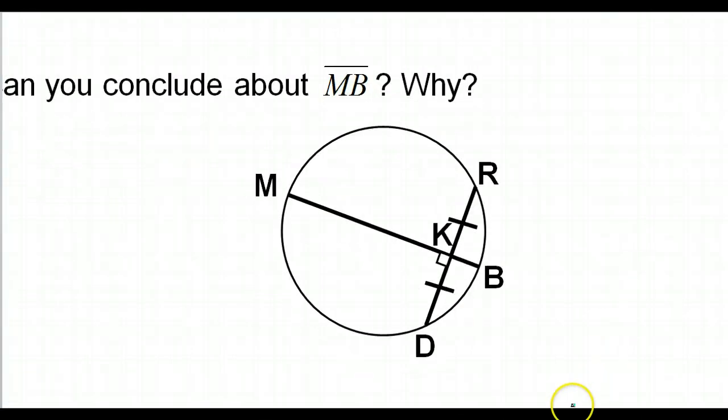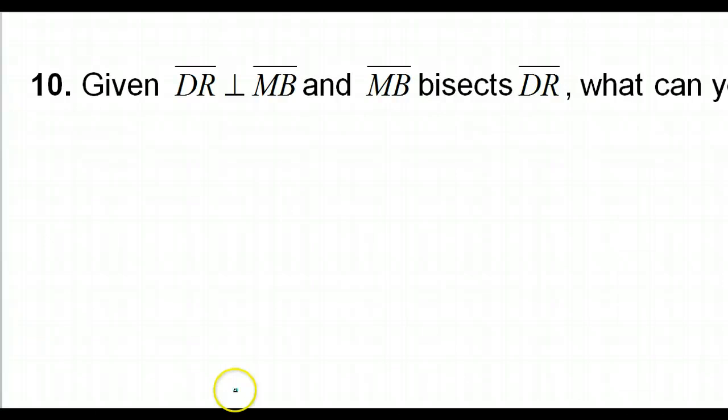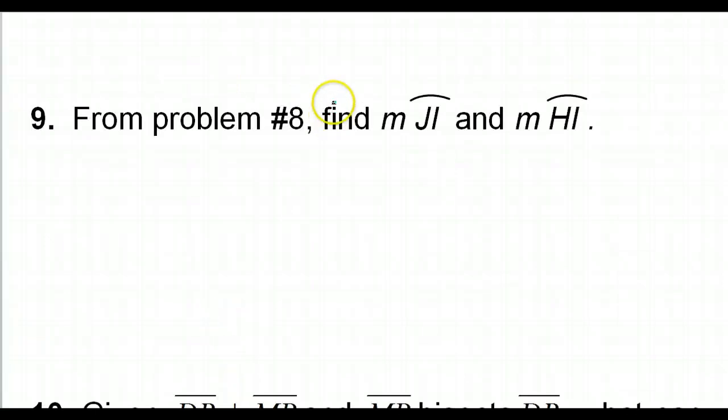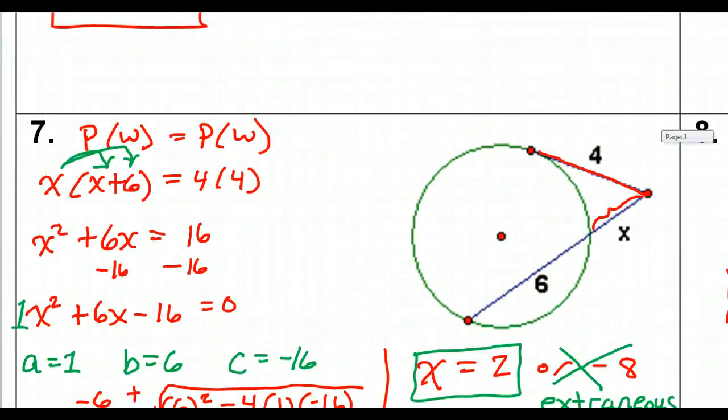So pretty easy. That's how you do number 8. Okay, how about number 9? Oh, new page. Wait, no, I'm missing something. Here it is. Problem number 9 refers back to problem number 8. Find the measure of arc JI and the measure of arc HI. So we're looking for degrees. So let's see what we have here. JI and HI from number 8.